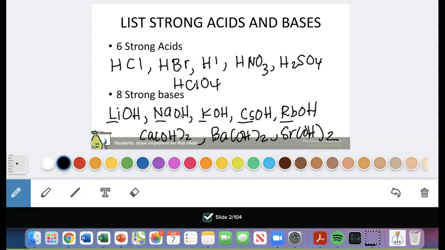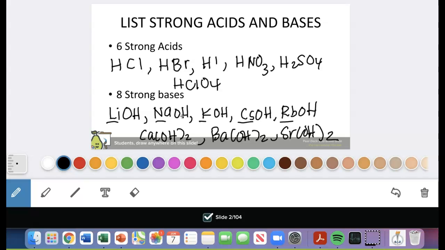If you are not one of these 8 strong bases, by default, you are a weak base if you're a base, okay? So if you're not a strong acid, you're a weak acid, and if you're not a strong base, you're a weak base. Obviously, there are tons and tons of acids and bases. So as long as you know who is strong, which are not very many of them, by default, everybody else is weak. So it's just easier to just know who all of the strong ones are.